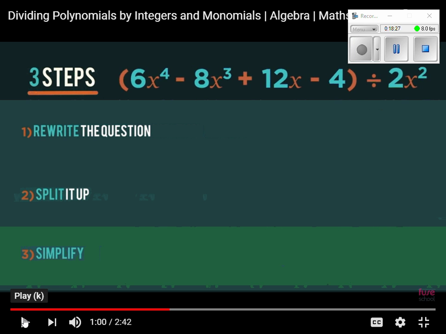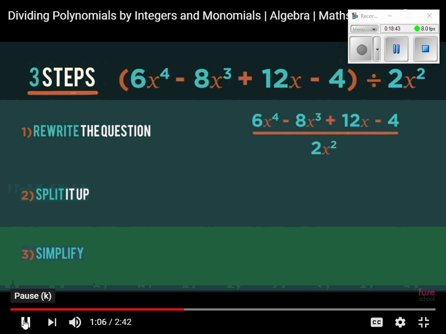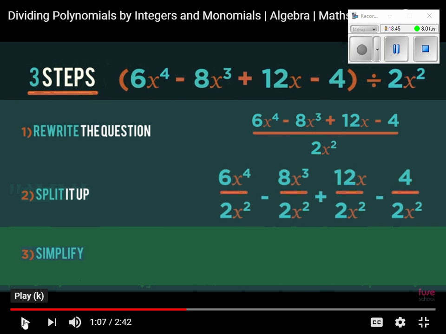Okay, so for this next problem, go ahead and rewrite the question. How are you rewriting it? You're rewriting it as a fraction, right? And then you're going to split it up into separate terms. Dividing by monomials too. Rewrite it as a fraction, then split it up. Okay, so take a minute and get that split up part done.